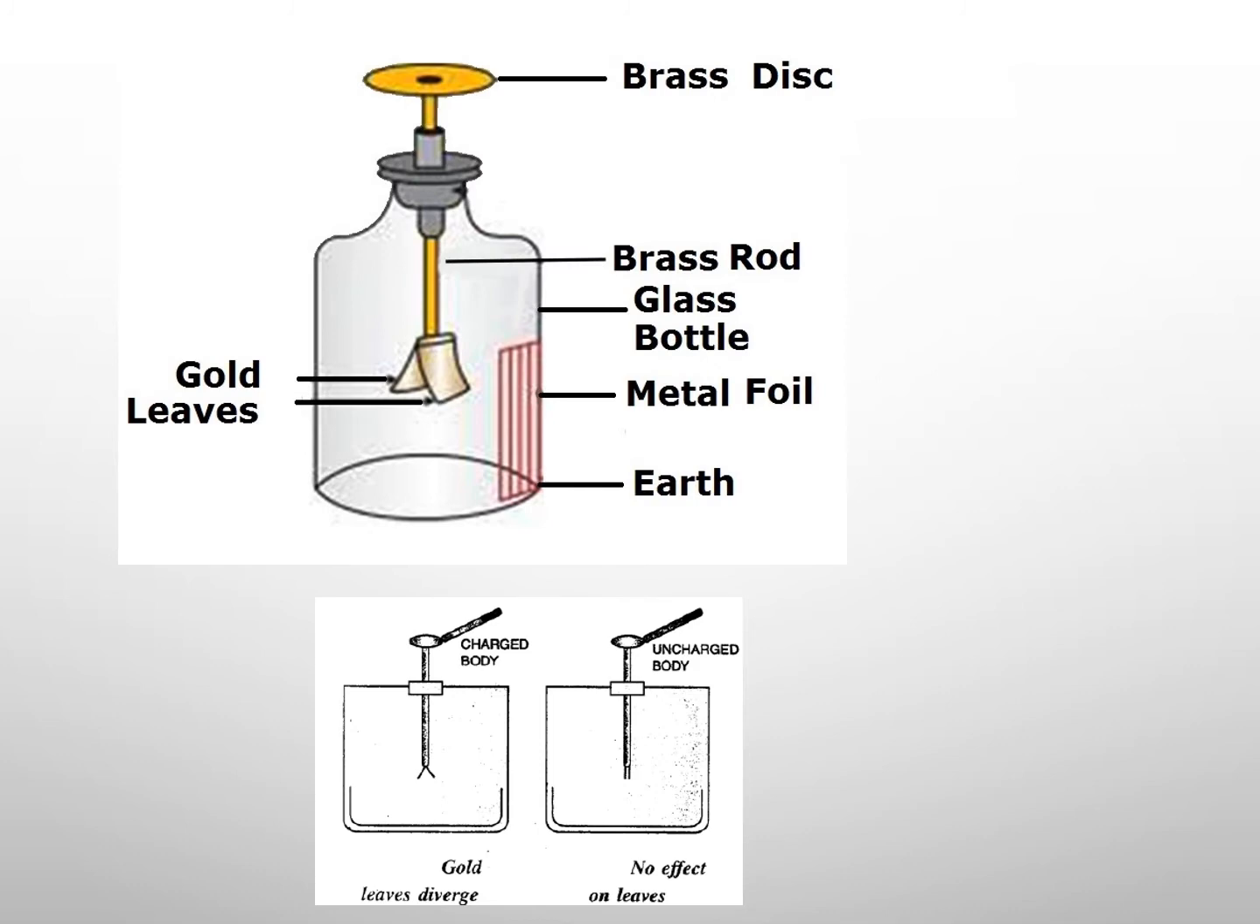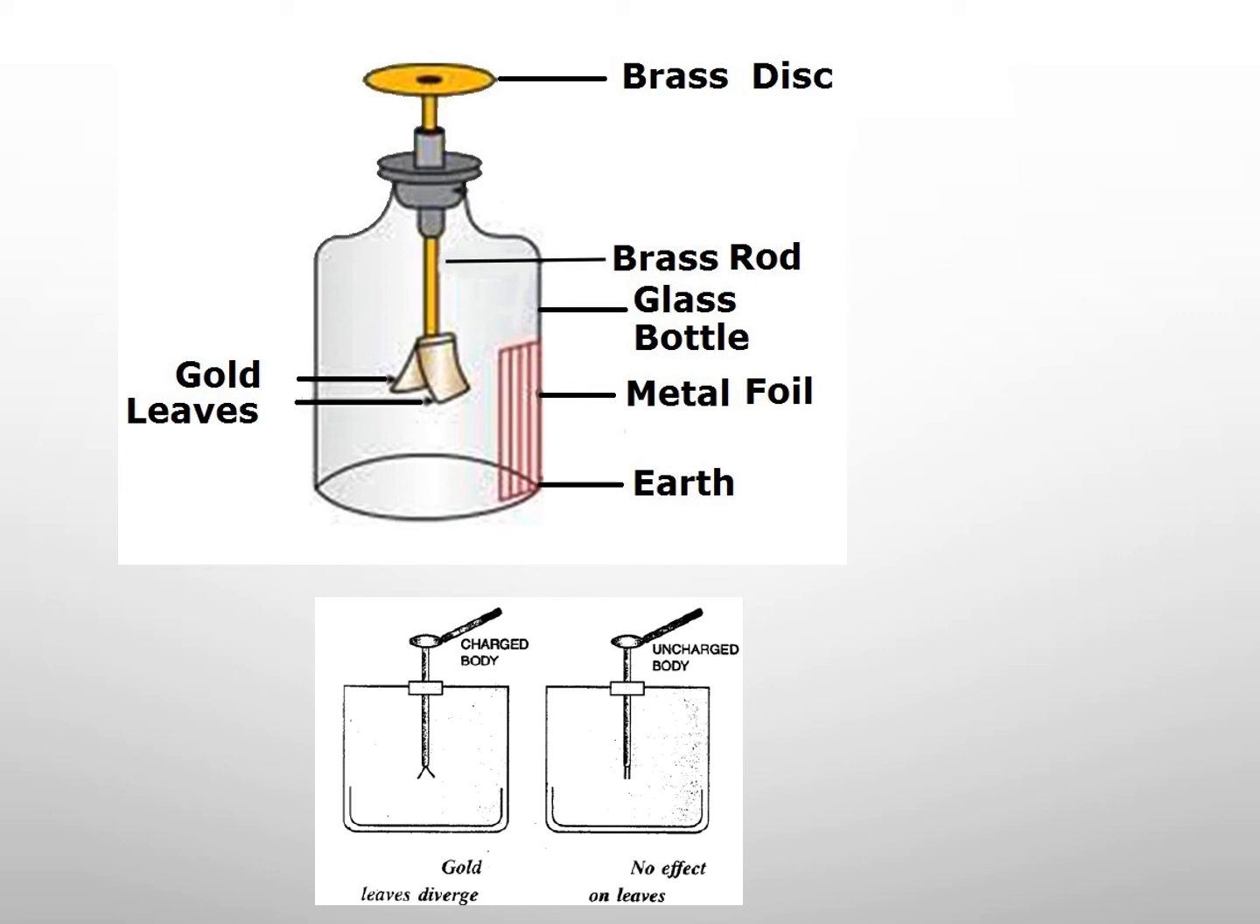A gold leaf electroscope consists of two gold leaves hanging from a brass rod having a brass disc at its upper end. The rod passes through an ebonite cork fitted in the mouth of a glass bottle. The glass bottle has tin foils on its sides near its bottom, which are earthed. The glass bottle protects the gold leaves from the effect of air, wind, etc.